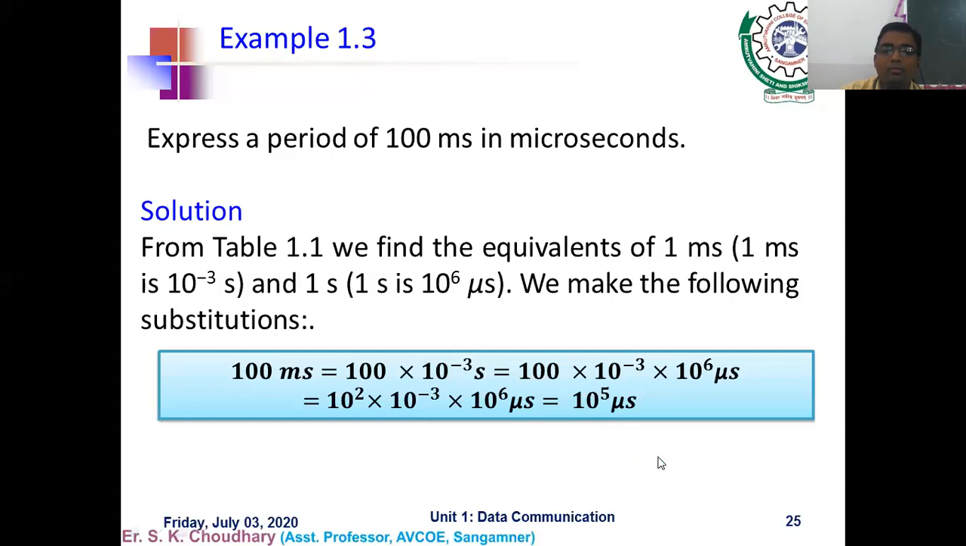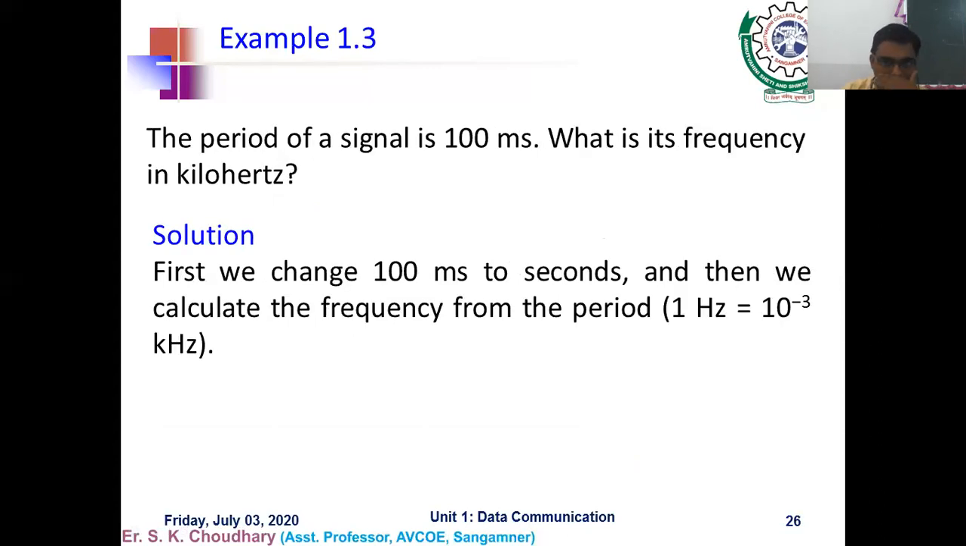Yes, sir. Now, if anyone has a doubt, raise your hand or speak on the mic. Now you see the next example. The period of a signal is 100 millisecond. So what is its frequency in kilohertz?